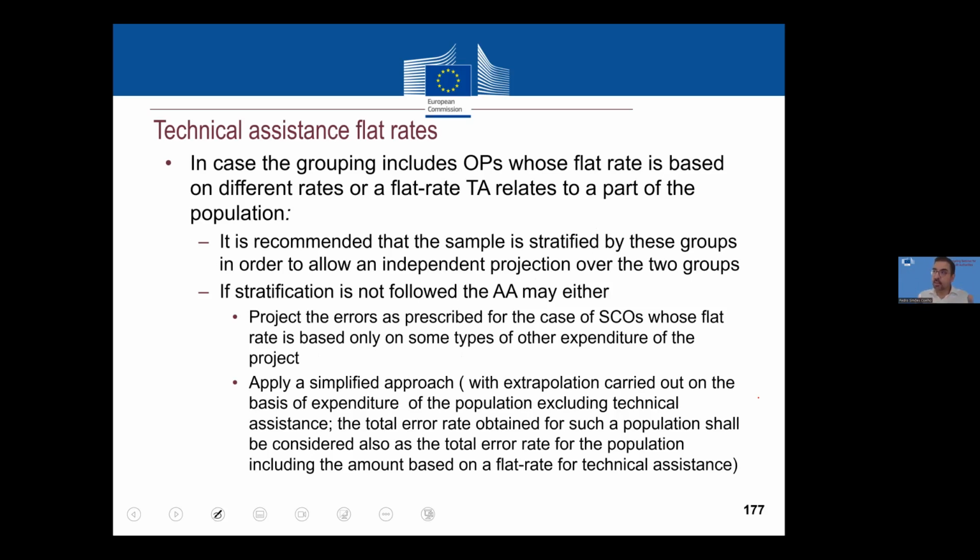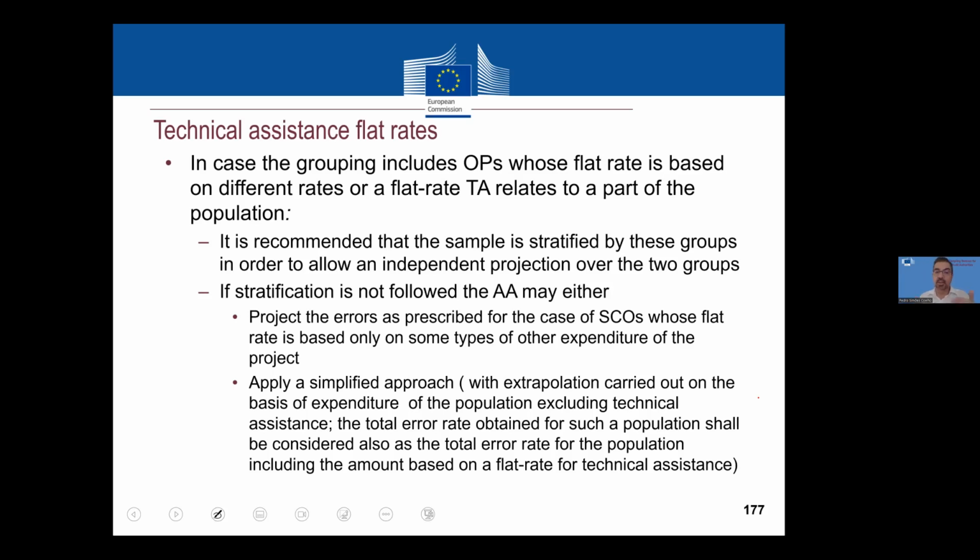in case your group includes this situation, I mean, a part of the population with flat rate and a part without flat rate, or even a situation where a part of the population is governed by a certain flat rate, let's say of 4%, and another one is governed by a flat rate of 6%, of course, then in both cases you have this mixture of situations.